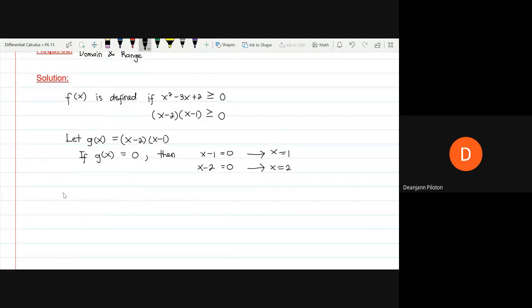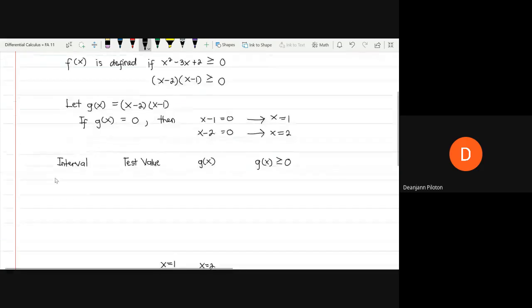So, ang first column nato is, pwede nato i-represent as interval. And then, ang second column nato is our test value. Ang test value nato is kuwaon na nato sa interval. Then, next is our g of x. With that test value, kuwaon na nato ang value sa g of x. And then, i-check nato if g of x is equal or greater than to 0 based sa test value.